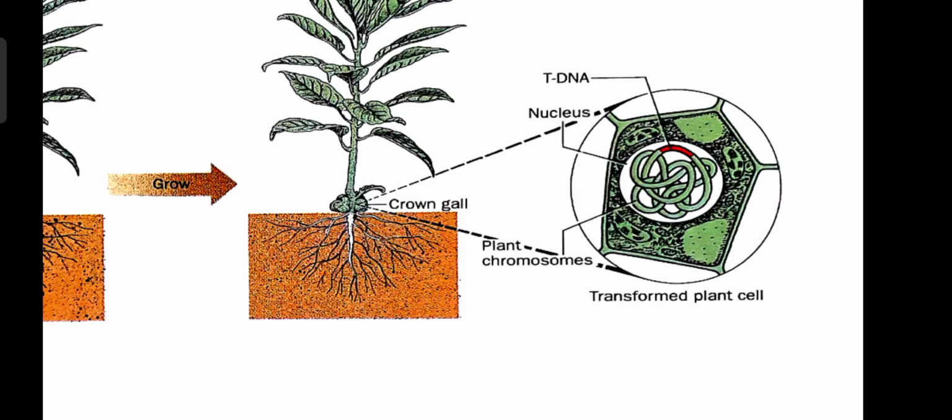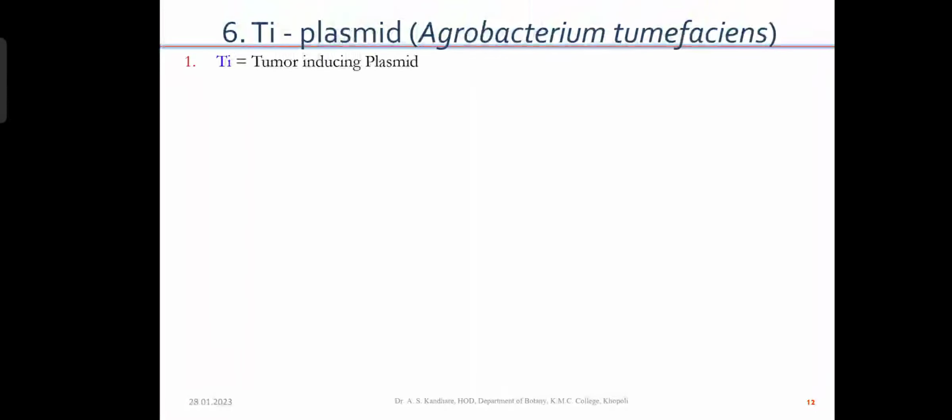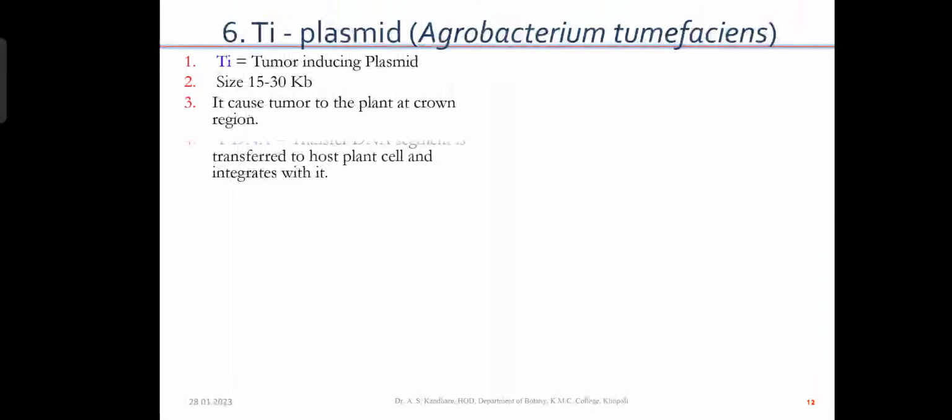Is it? So this infective capacity of this Ti plasmid from bacteria has been utilized in our rDNA technology. Okay, so here you can see this Ti plasmid has its own small DNA. So this Ti plasmid means tumor inducing plasmid. So its size is 15 to 30 kilobase. It causes tumor to the plant at crown region, जैसा मैंने आपको बताया.